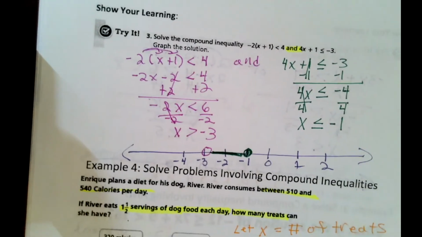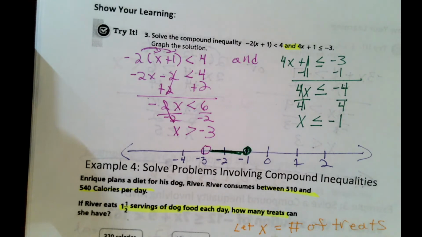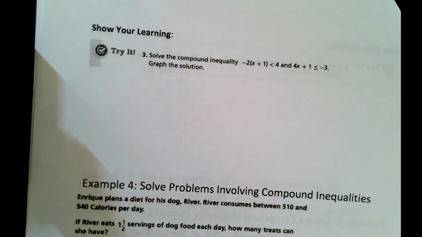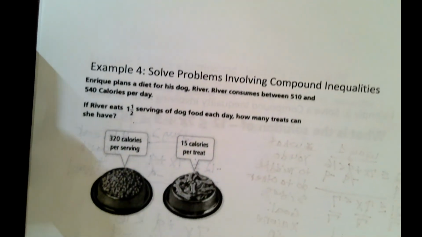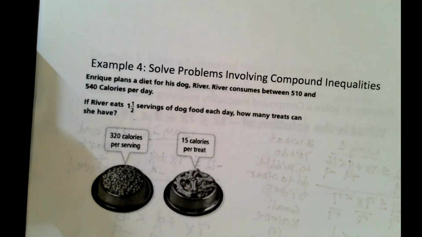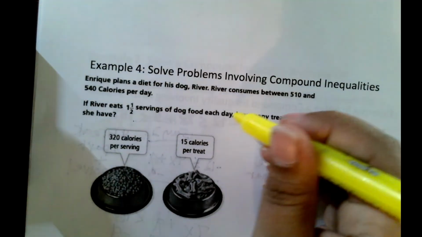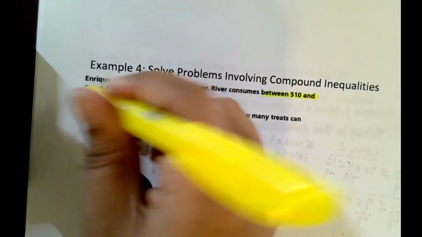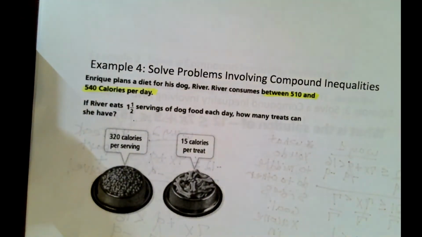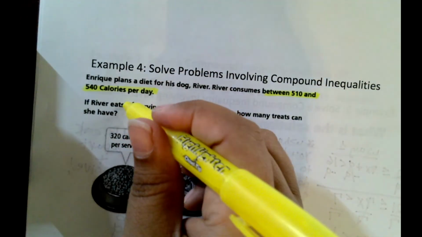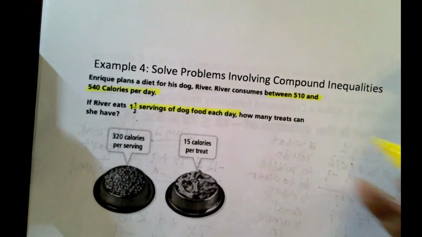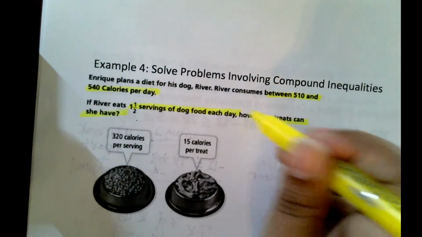Now, of course, you know we can't go anywhere without trying out a word problem. So example 4 is a word problem. Enrique plans a diet for his doggy, River. River consumes between 510 and 540 calories a day. 1 1/2 servings of dog food every day. And we don't know how many treats she can have. We want to know. Well, notice it tells us there's 320 calories in that dog food. And every treat is 15 calories.